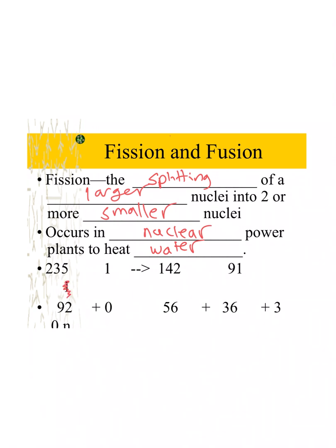Ignore this on here. The first thing I want you to do is identify the symbols for each of these. You see bottom numbers of 92, 0, 56, and 36, and then also the neutrons as well. Go ahead and look those up and fill those in.